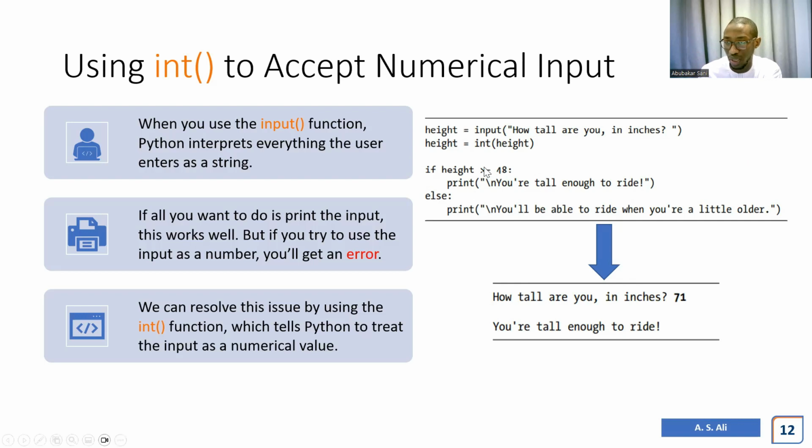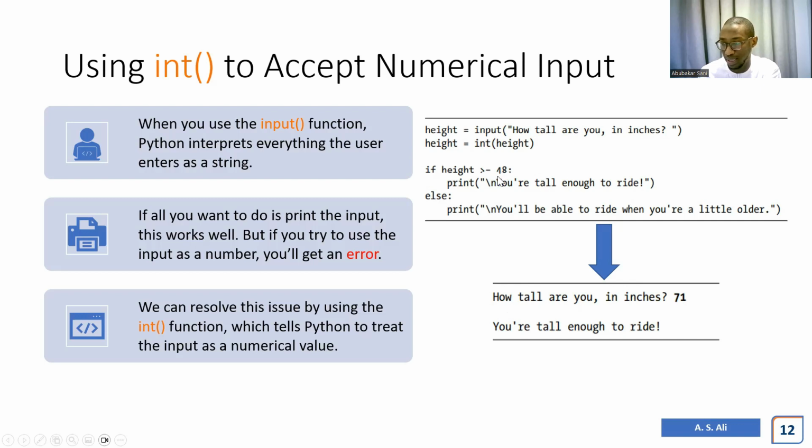So we can check that because now 48 is a number. Before it was a string, so we cannot do that. Right. So for example, here, what happens? The computer asks the user, how tall are you in inches? And the user said 71.